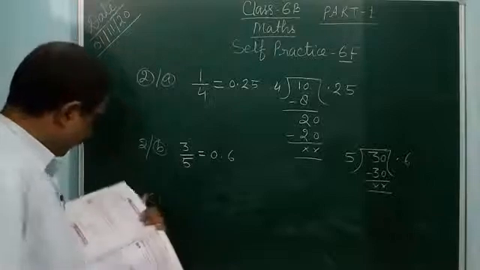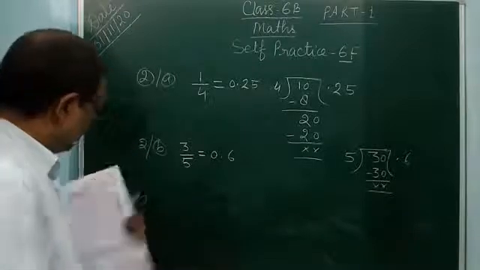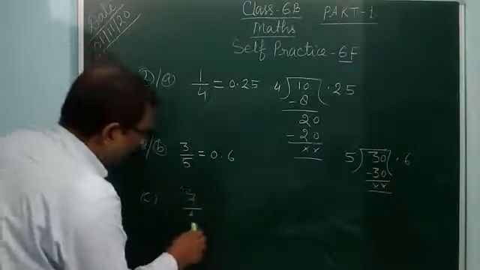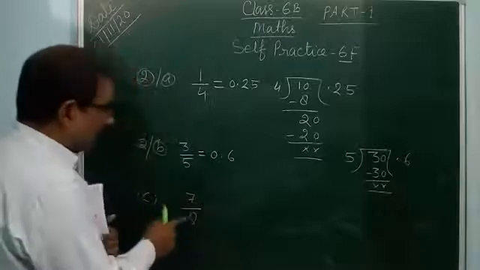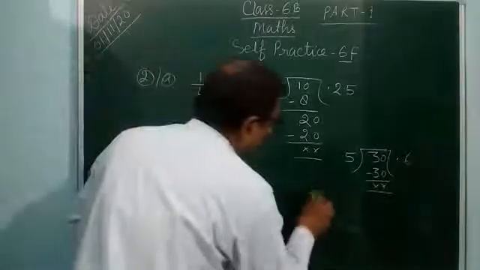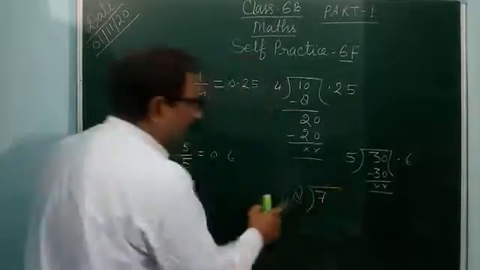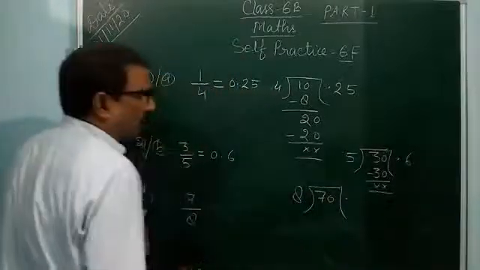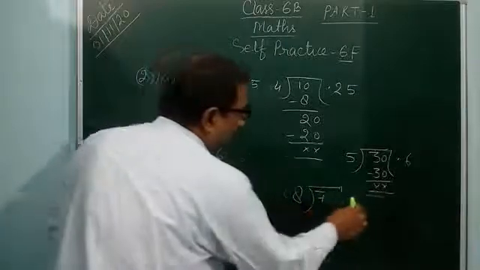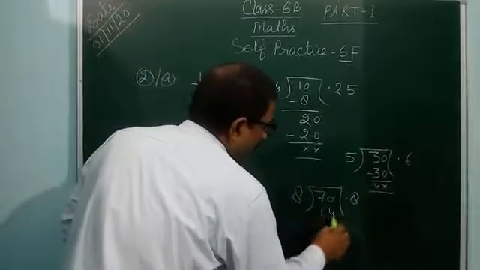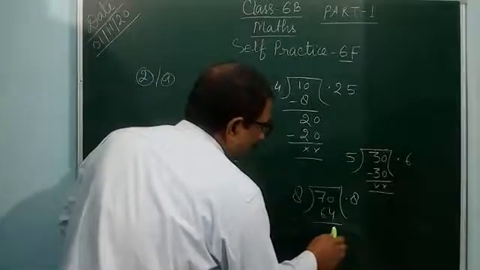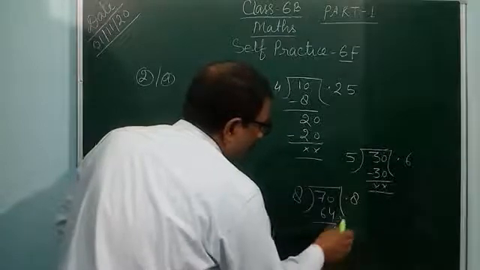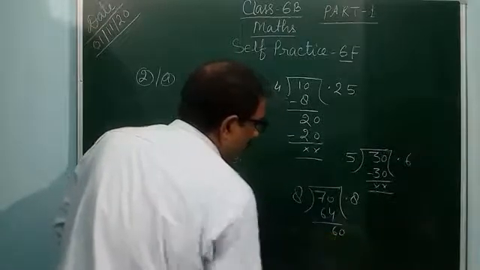C, third C, 7 by 8. You divide 7 by 8. 7 is less than 8. So you can put decimal here and you can increase 0. It will be 70. So 8 8s are 64. 10 minus 4, 6. So you can increase 1 0 already.